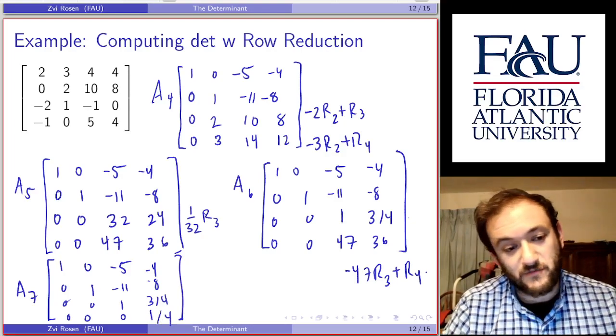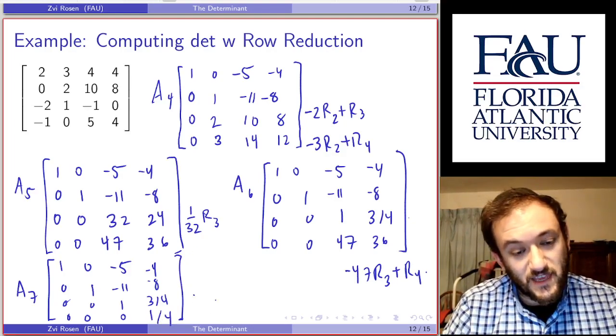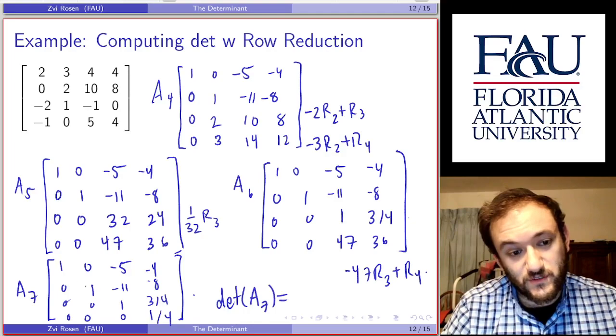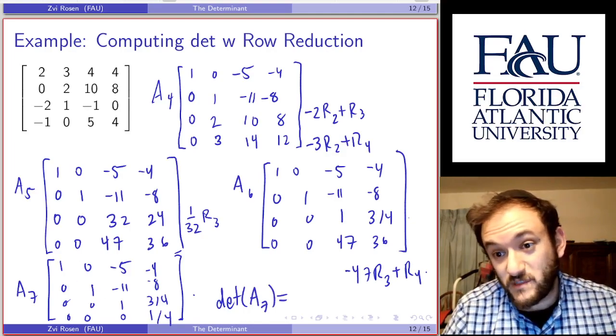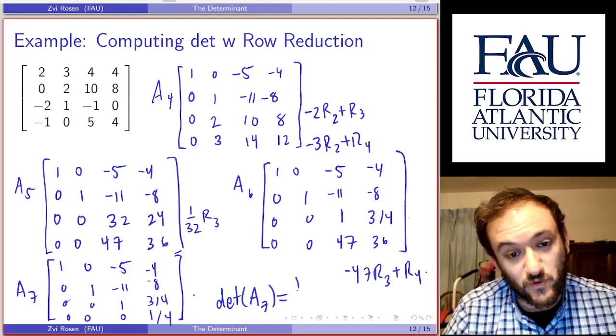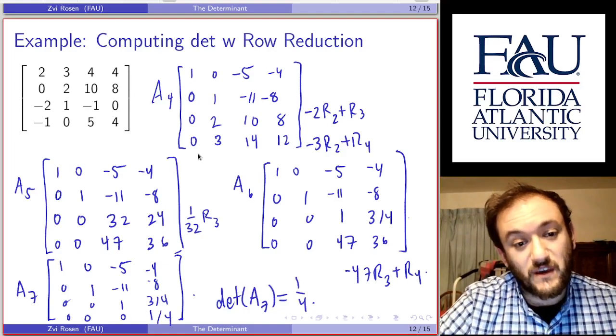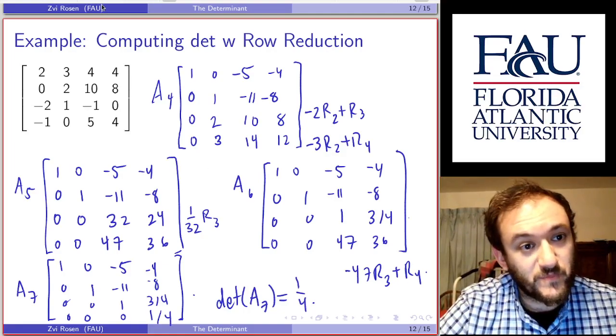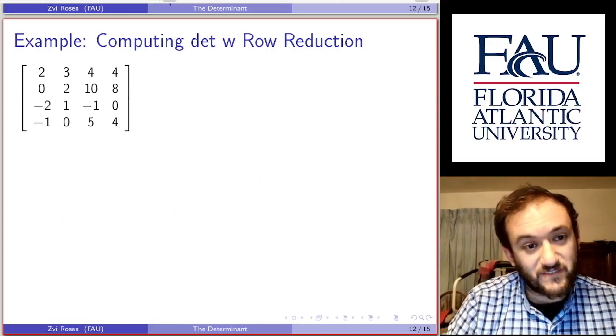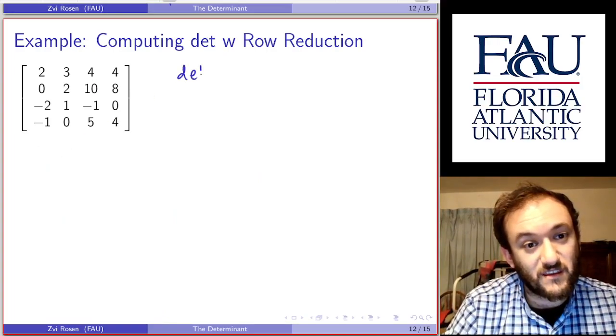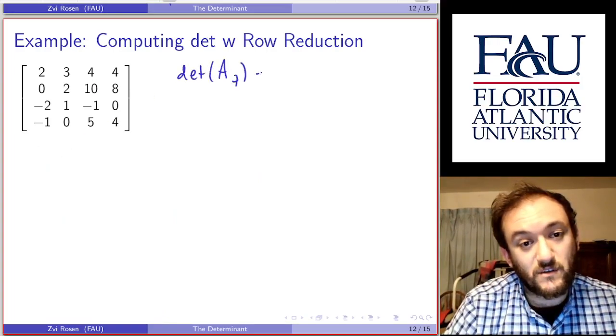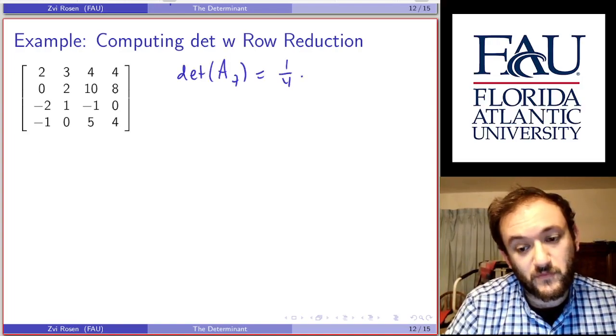Lots of cancellation. So at the end of the day, we have the determinant of A7 is equal to the product of the diagonal elements, because it's upper triangular now, which is just 1/4. Okay, so now we have to move backwards a little bit. So we have that the determinant of A7 is equal to 1/4.